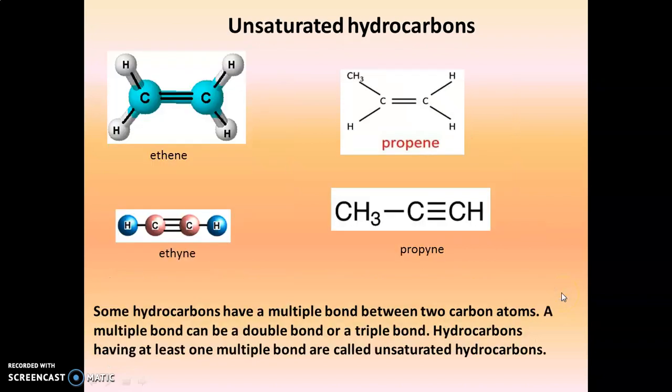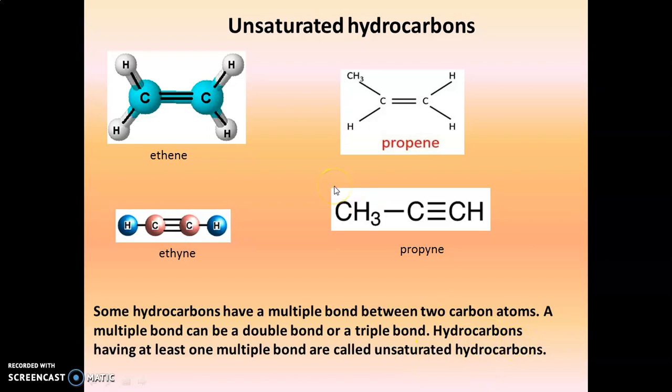Now we move to unsaturated hydrocarbons. What we studied for saturated is a single bond. Now unsaturated hydrocarbons contain multiple bonds between two carbon atoms. These multiple bonds could be a double bond, as you can see in this, or it could be a triple bond between the carbon atoms. So hydrocarbons having at least one multiple bond are called unsaturated hydrocarbons.